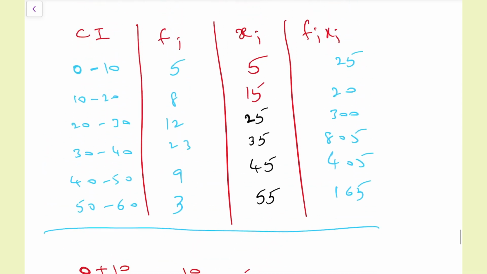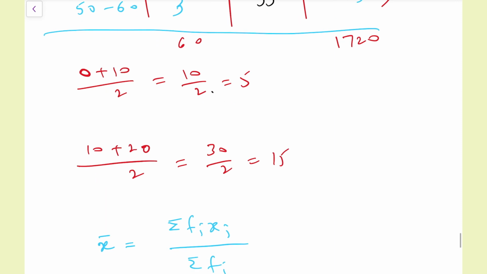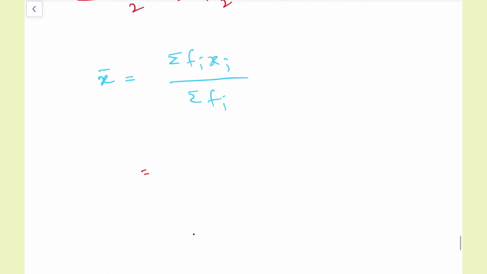This is fi xi, right? So let us add all these numbers. 25 plus 120 plus 300 plus 805 plus 405 plus 165, that is 1720. Then in the same way, adding total fi, this column, 5 plus 8 plus 12 plus 23 plus 9 plus 3, so 60. This is total 60. Now the formula is sigma fi xi divided by sigma fi, right? So sigma fi xi is 1720.